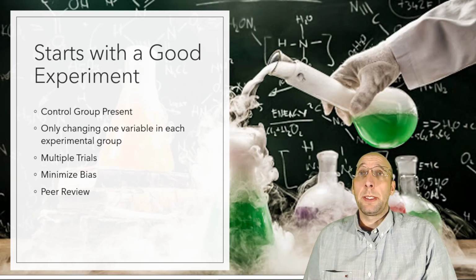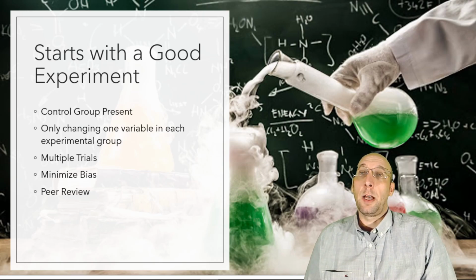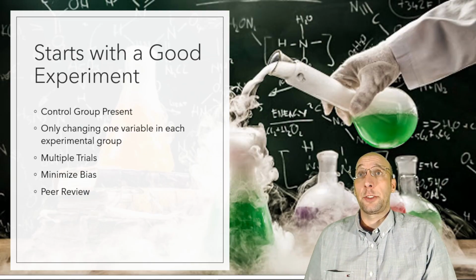So in a good experiment, there's always a control group present. You're only changing one variable in each experimental group, although in your total experiment you might have multiple experimental groups. You have multiple trials, you try to minimize bias, and usually have peers review your work. Today we're going to focus on the things that actually affect your graph more.